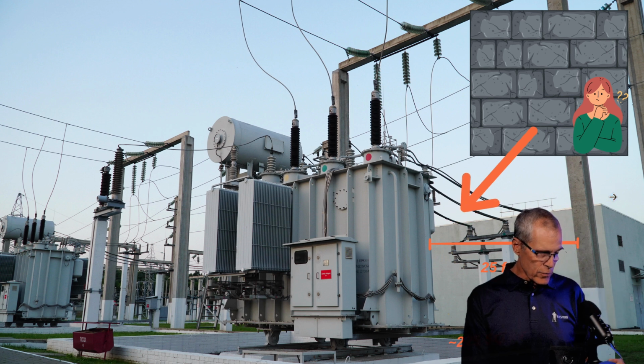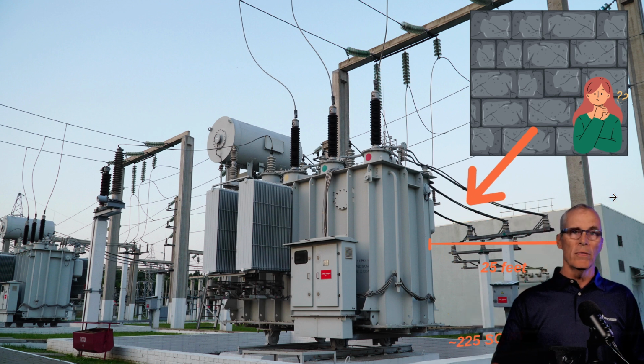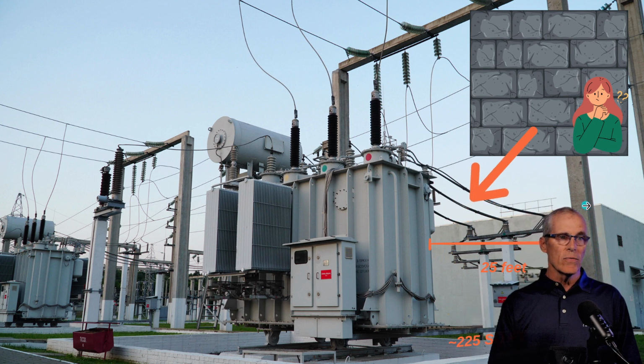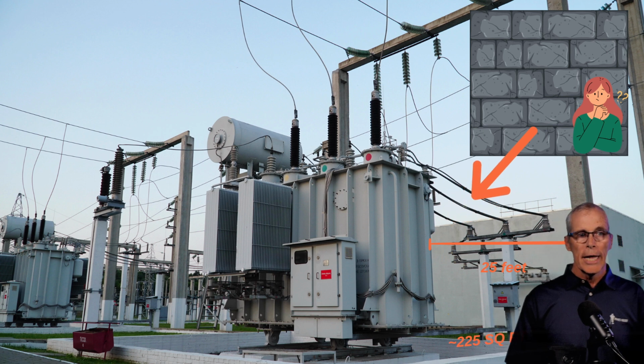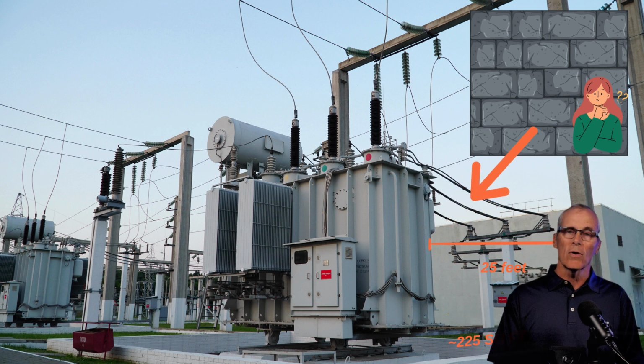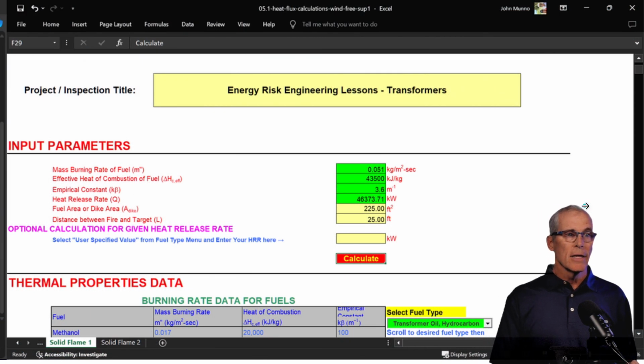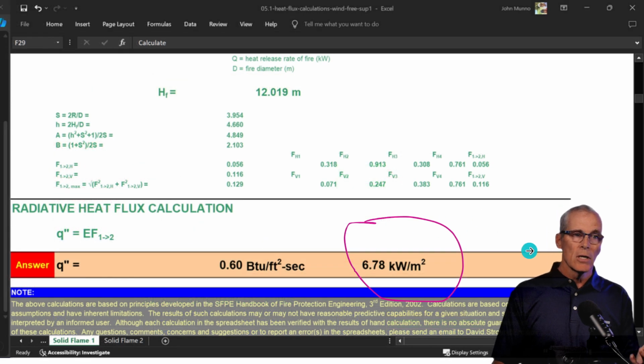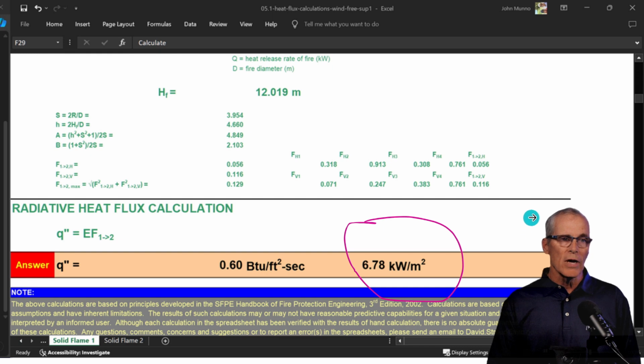What about here? Should we have a firewall in between the transformer and this building? Well, what do we got? We've got, say, a 15 by 15 foot pit. This is a much smaller transformer. And we're going to have about 225 square feet of oil fire. And our separation distance is 25 feet. So what are we looking at? Let's run it. 225, 25 feet of separation. Almost 7. So we've got some room for improvement here.